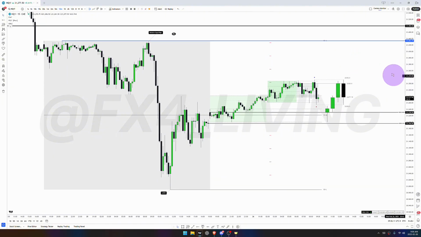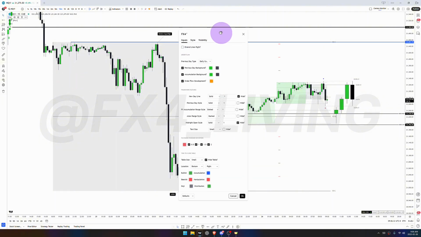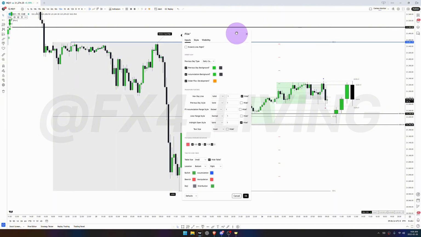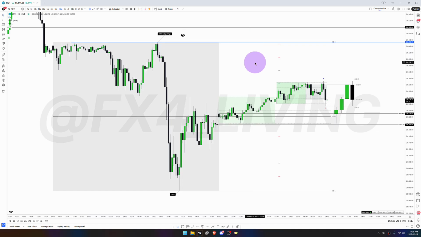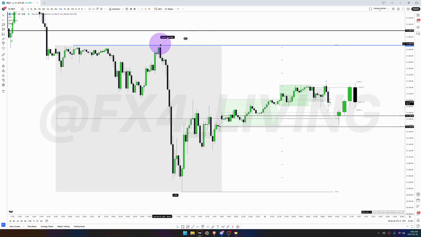Really enjoying it. Anyways, so this is the previous daily range, that box that we see right here, right? This is the FX4 model indicator that was coded a year or two ago now. And basically you can see that there's a relative equal high right here resting very close to 21,500, which is basically the midpoint in between big figures. And it's a pretty interesting area, to be honest.